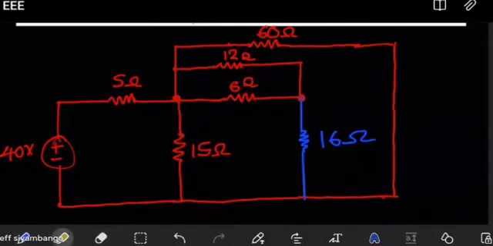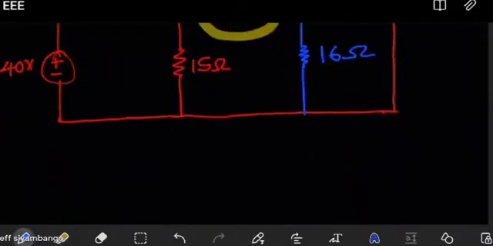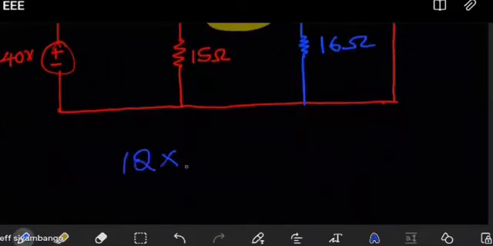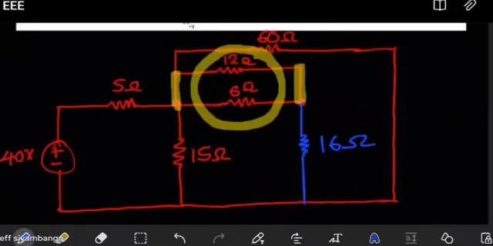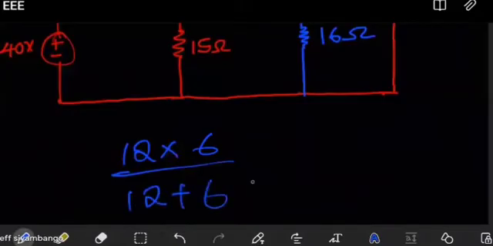However, these two here are in parallel with one another. Why? This is one node, this is one node, and they connect to the same two nodes. So the 12 and the 6 are in parallel. Let's combine them. So we have 12 by 6, that is 12 times 6 divided by 12 plus 6. What do we get here?